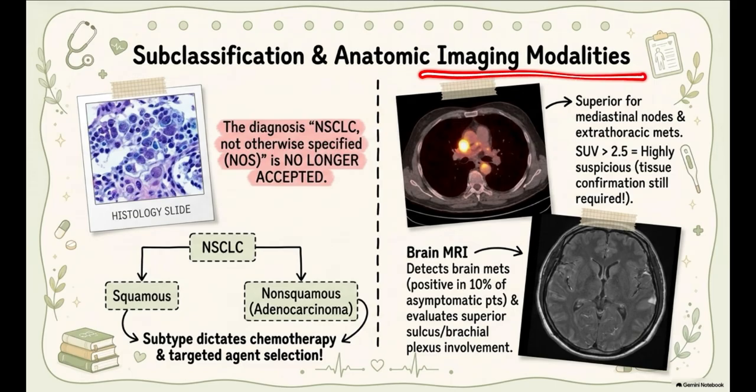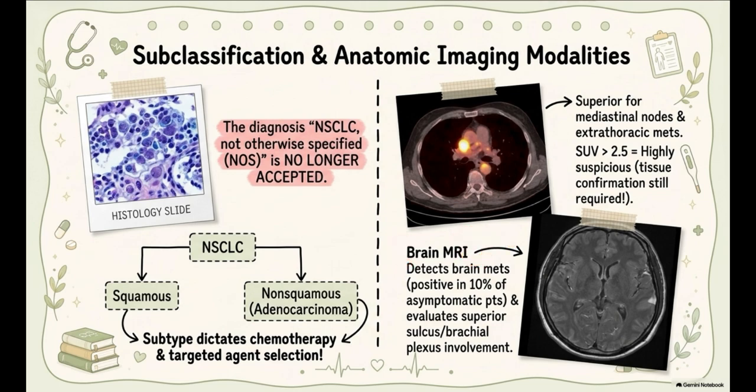Next, we use specific imaging modalities. PET-CT is superior for evaluating mediastinal nodes and extrathoracic metastases. On that PET scan, look at the standardized uptake value, or SUV. An SUV greater than 2.5 is highly suspicious, but remember, tissue confirmation is still required.